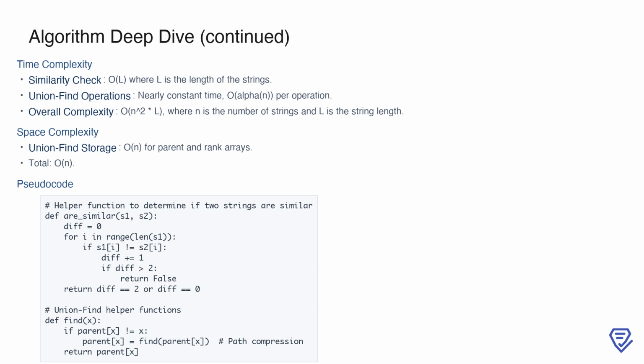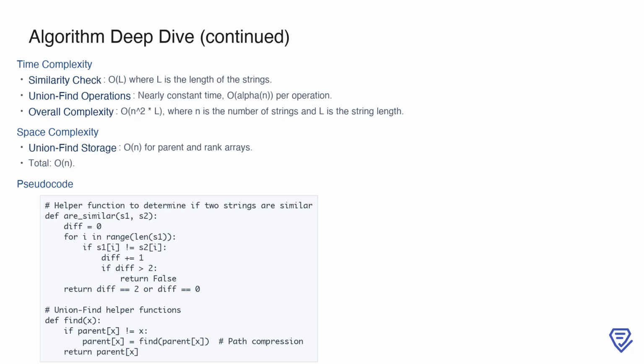For space complexity, the union find structure requires storage for the parent and rank arrays, which is O(n). Overall, the space complexity of the solution is linear, O(n). To summarize these ideas, consider the pseudocode implementation.